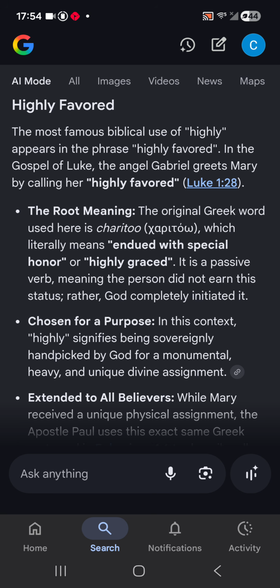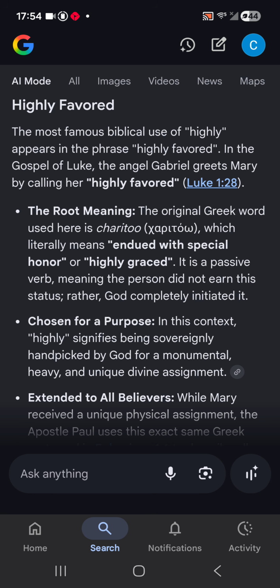Highly favored. The most famous biblical use of highly appears in the phrase highly favored in the Gospel of Luke. The angel Gabriel greets Mary by calling her highly favored, Luke 1:28. The root meaning: the original Greek word used is charitoo, but that's just char, it, and double O, or two. I see the beginning of my name, Charles, the first four letters, followed by the word it, followed by double O, which is infinity.